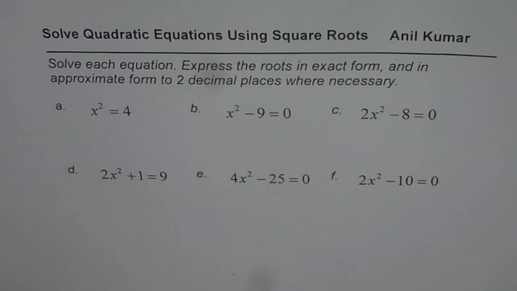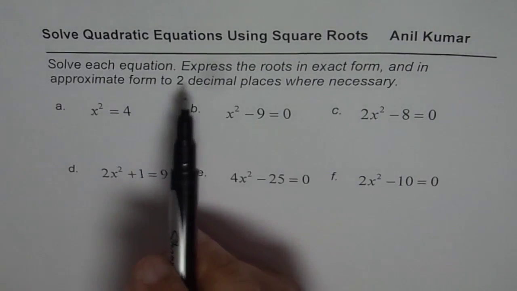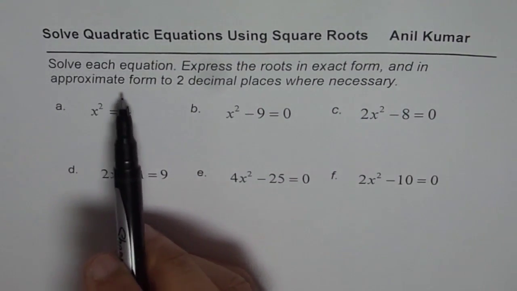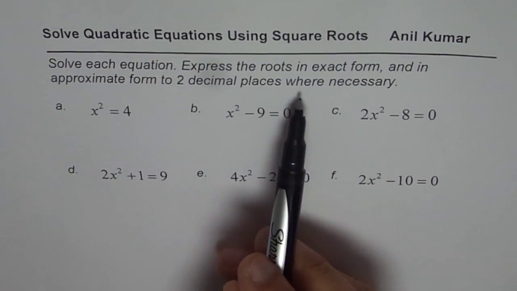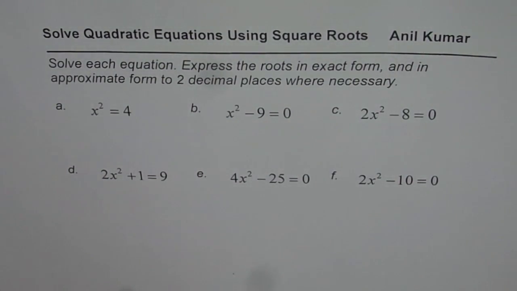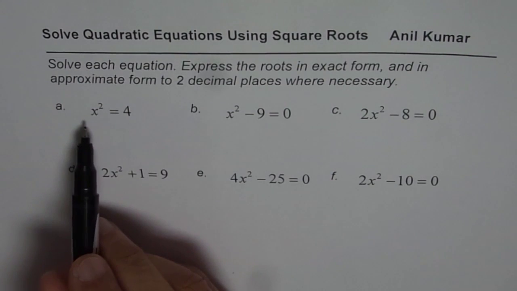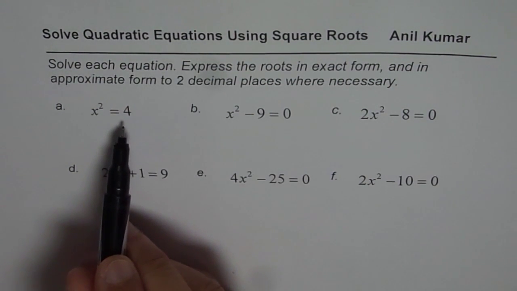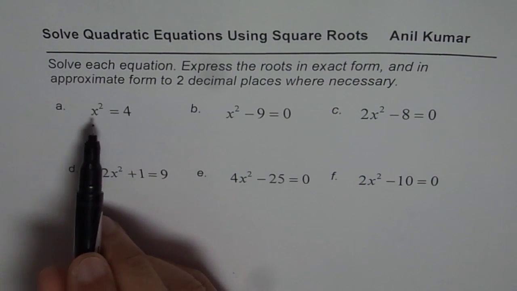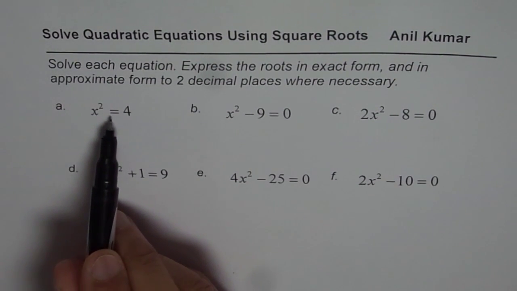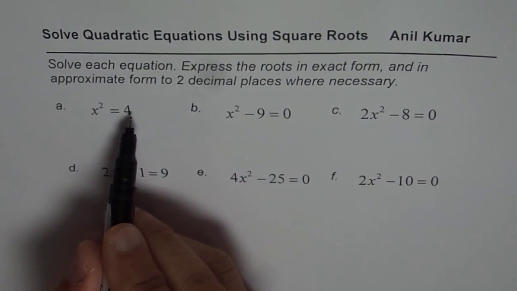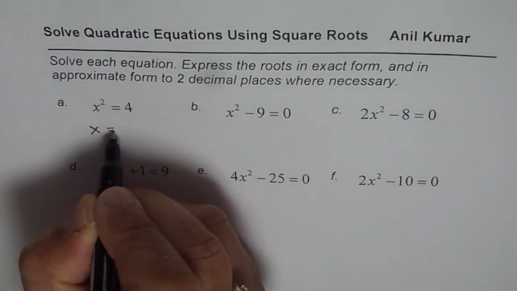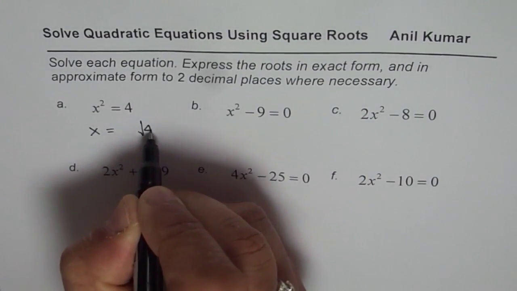The question is, solve each equation, express the roots in exact form and in approximate form to two decimal places where necessary, right? So whenever you have a square equation, a quadratic equation, square root helps us to find the solution. For example, the very first one is x squared equals to 4. To find the solution, we can do square root, right? So x could be written as square root of 4.